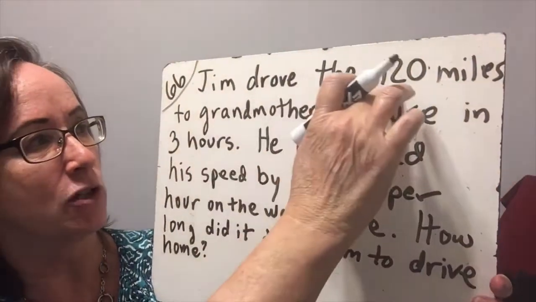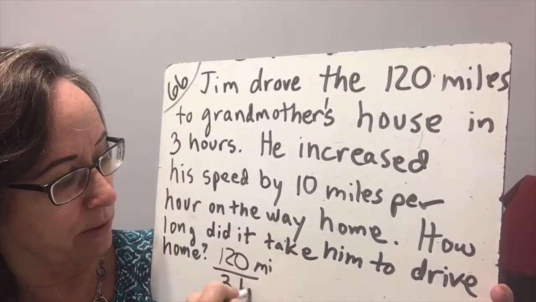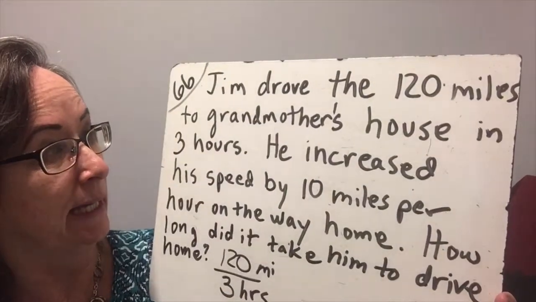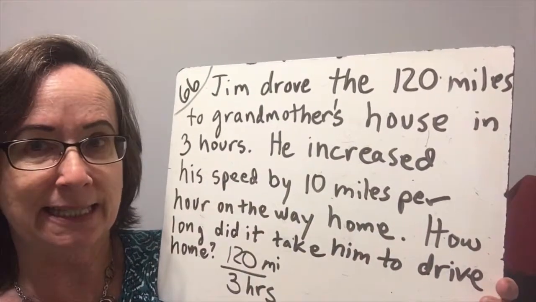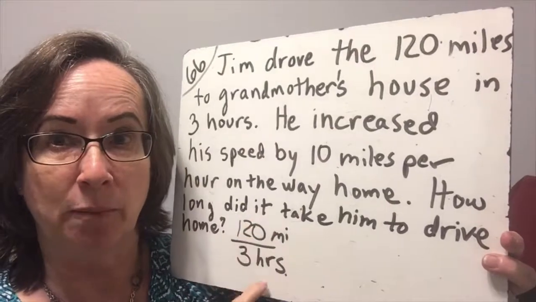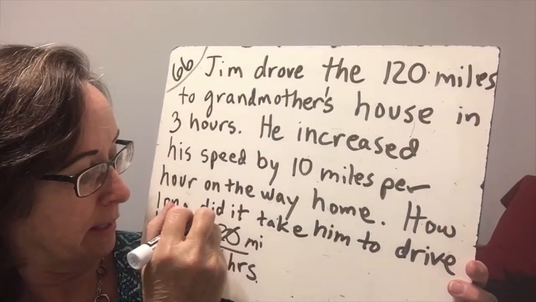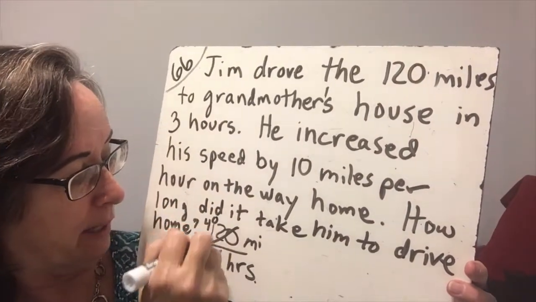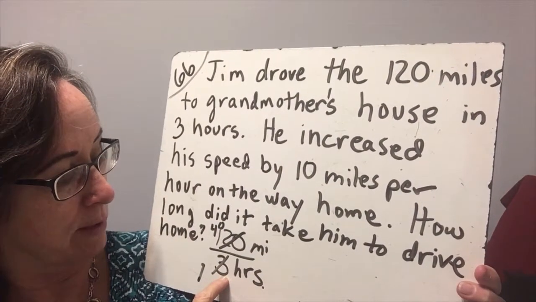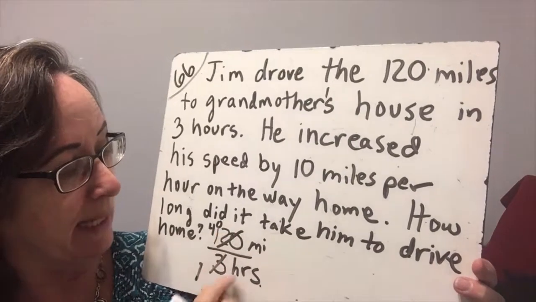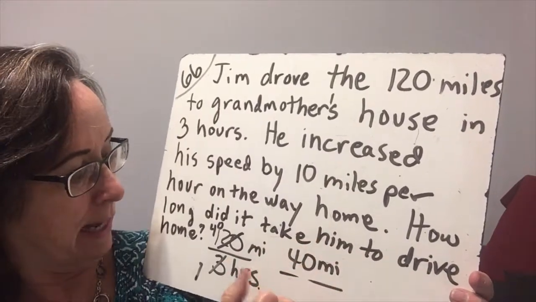So let's start with his first rate. He was going 120 miles in 3 hours. Okay, so then it says he increased his speed by 10 miles per hour. So first, let's get this down to so many miles per hour. So let's divide by 3 and divide by 3. So he was going 40 miles an hour, right? 40 miles an hour. That was not very fast. So then he is going 40 miles per hour.